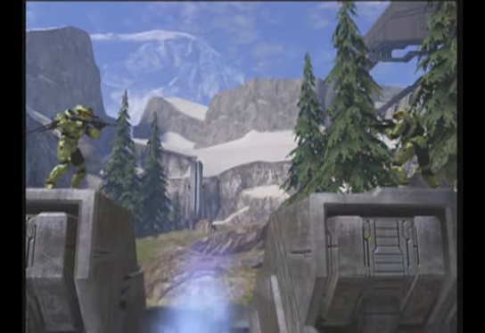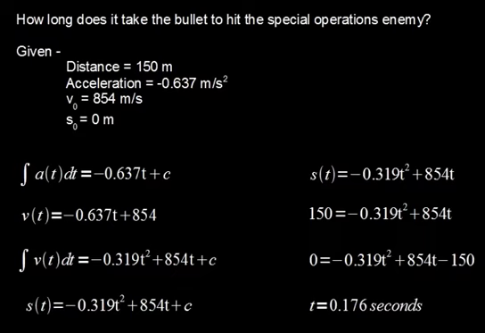Yeah. That's that. You want to shoot him now? Yeah. How long does it take the bullet to hit the special operations enemy? Given that distance is equal to 150 meters, acceleration is equal to negative 0.637 meters per second squared, v naught is equal to 854 meters per second, and s naught is equal to 0 meters.